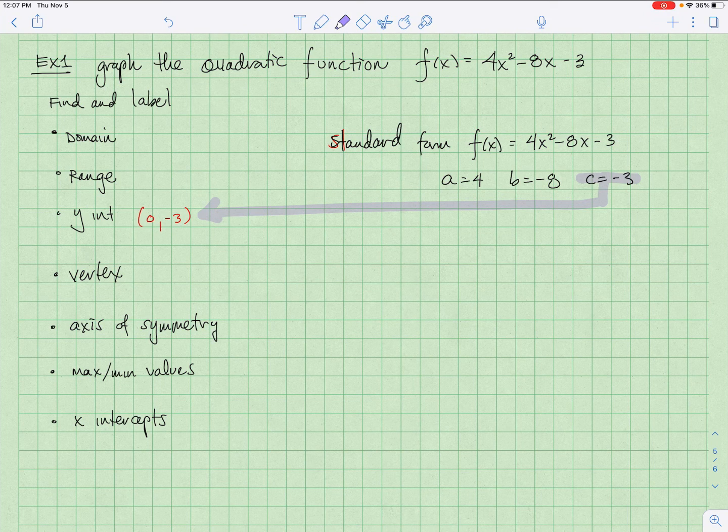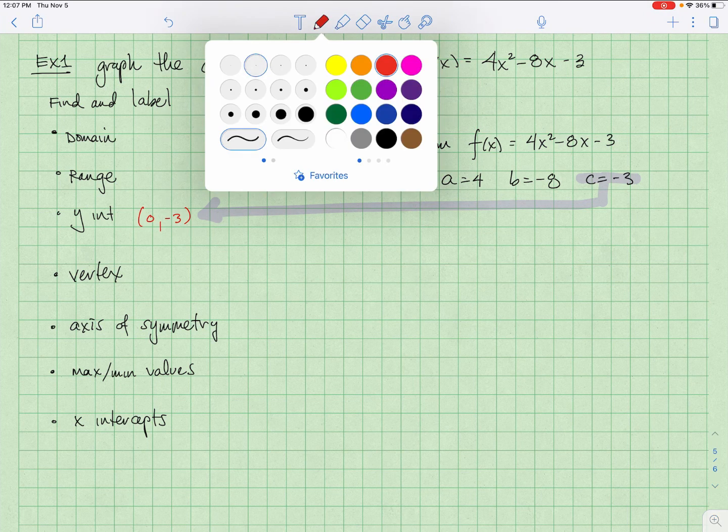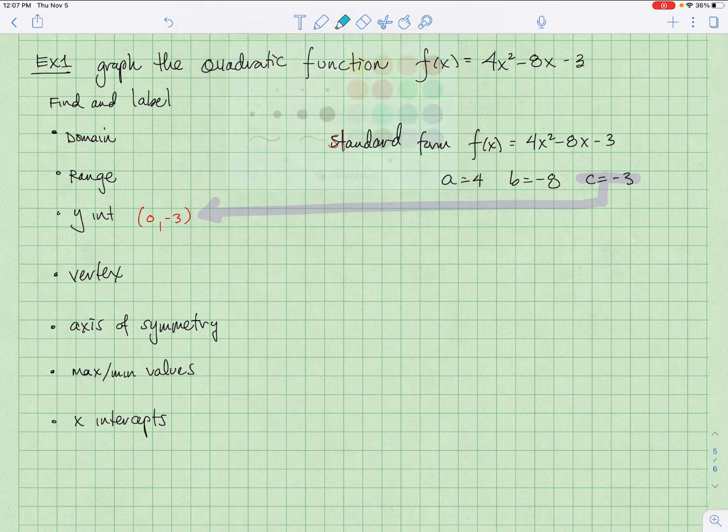The a value is positive. While that doesn't tell me anything directly, since the a value is positive, I know that this is going to be a minimum because the parabola is going to open upward, which means that whatever the vertex is at, it's going to have a minimum. So it's going to have a minimum value. I don't know what that is yet. So let's go find out.